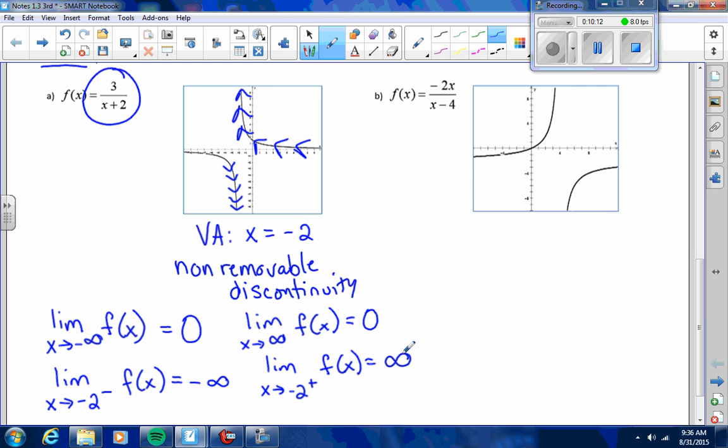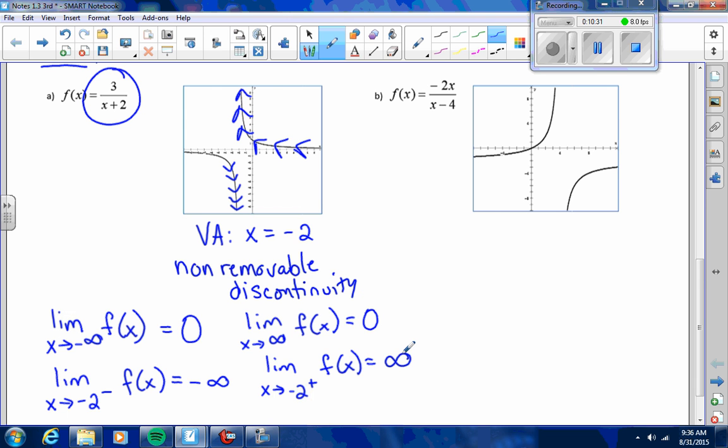Okay. So if we're approaching negative infinity or positive infinity, that's finding an end behavior. As we're approaching a specific number from the left and right, that's the behavior as we approach an asymptote. Okay. Questions on that?